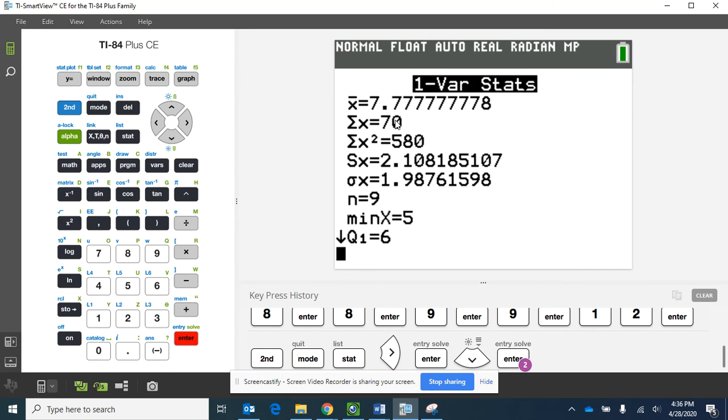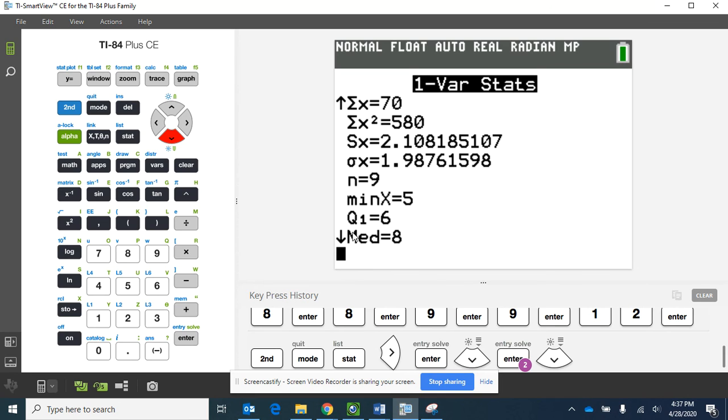Here's my one variable statistic. So you'll see the first line that comes up is my mean, and that's exactly what we got. My x bar was 7.78 if you round to the nearest hundredth. I'm going to go down to check my median. We got a median of 8, which is also what the calculator is confirming. The median is 8 there.